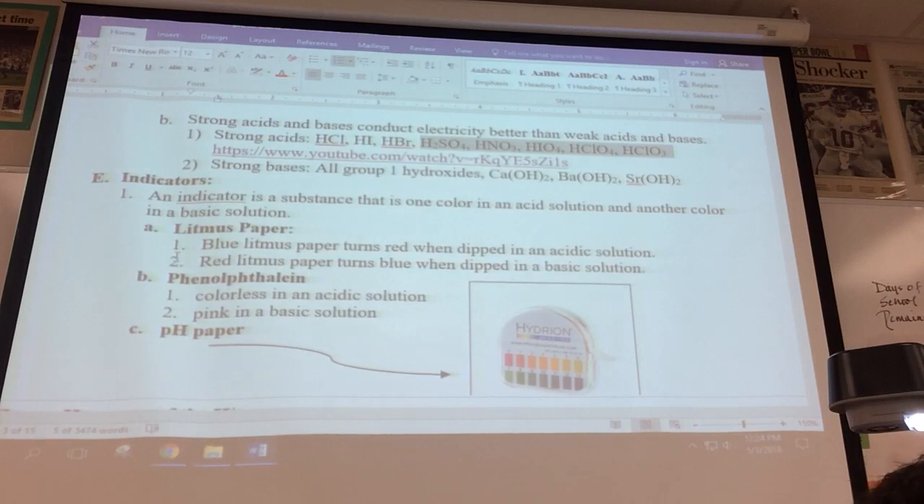If you drip acid on red litmus paper, nothing happens. It just stays the same color. But if you drip base on red litmus paper, it turns blue. Base on blue litmus paper stays blue. But if you drip acid on blue litmus paper, it's going to turn red. So it will tell you if you have an acid or a base.